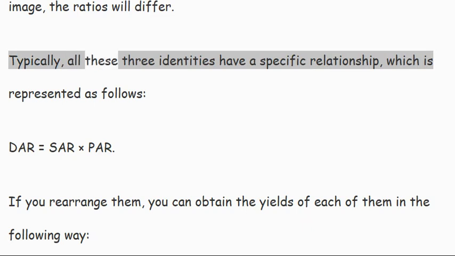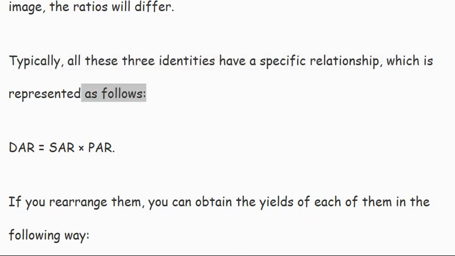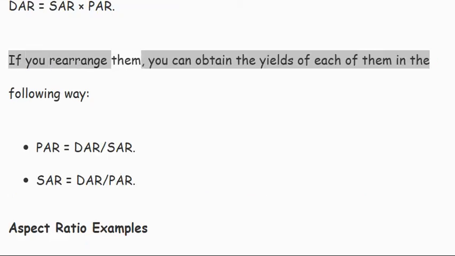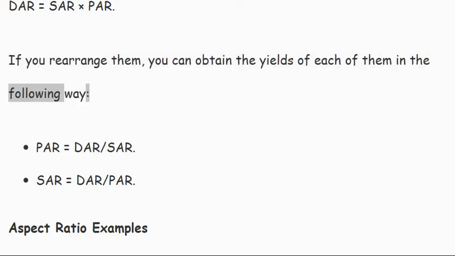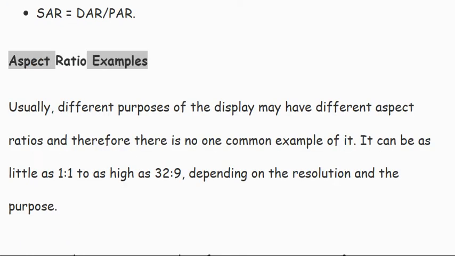Typically, all these three identities have a specific relationship, which is represented as follows. DAR is equal to SAR times PAR. If you rearrange them, you can obtain the yields of each of them in the following way. PAR is equal to DAR divided by SAR. SAR is equal to DAR divided by PAR. Aspect ratio examples.